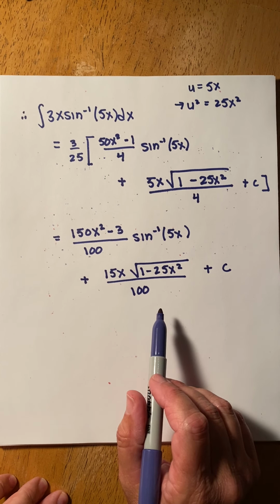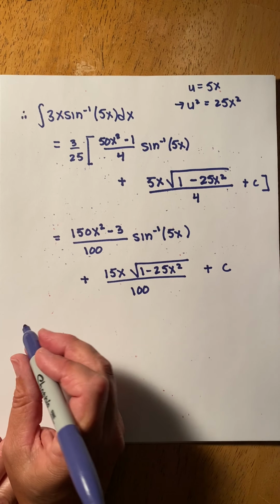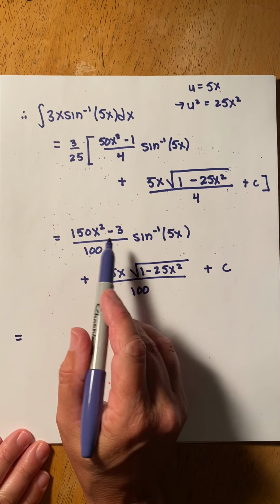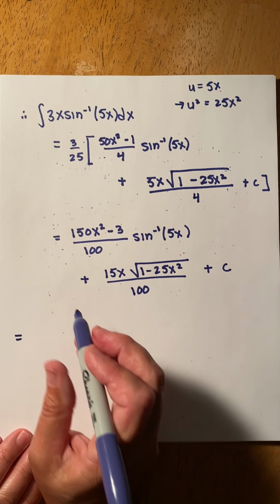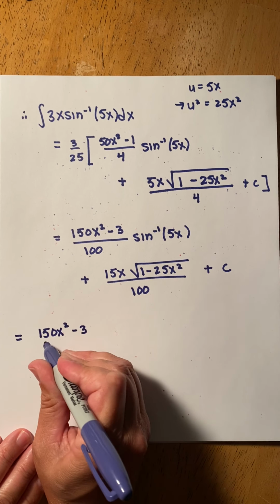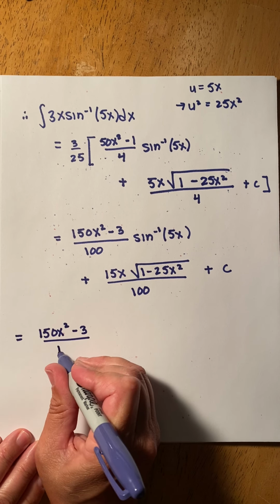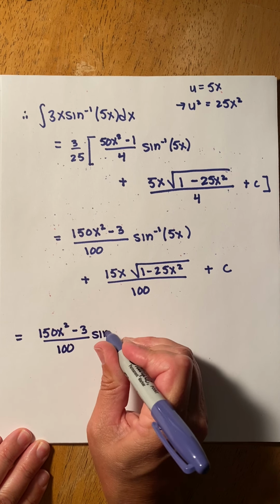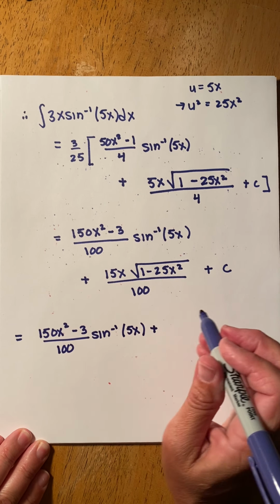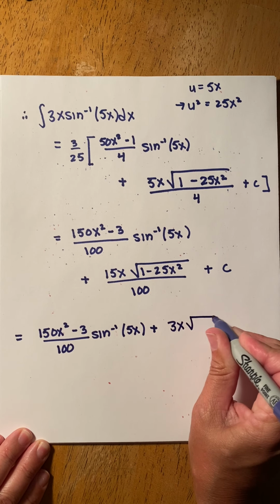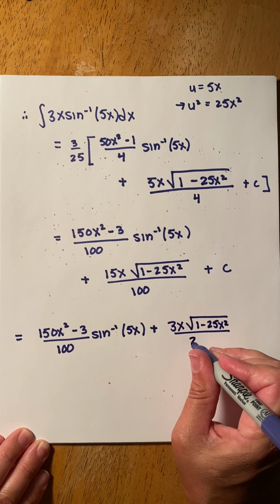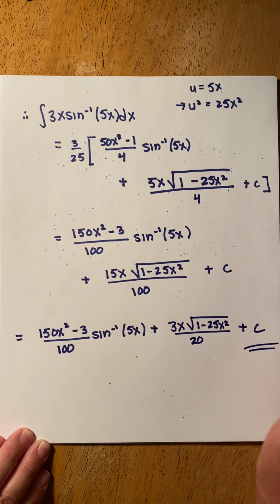So the last thing I'm going to do here is these 15 and 100 share a common factor. Be careful, we can't cancel these out because we have this 3 up here. So this 150 is part of a term. So it's going to be 150x squared minus 3 all over 100 inverse sine of 5x plus, and then we're going to cancel out that common factor, and we'll have 3x square root of 1 minus 25x squared all over, I took out a factor of 5, so it's going to be 20, plus c.